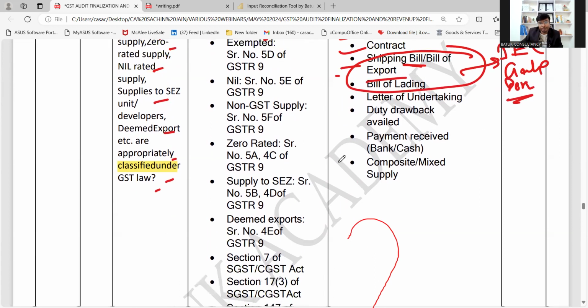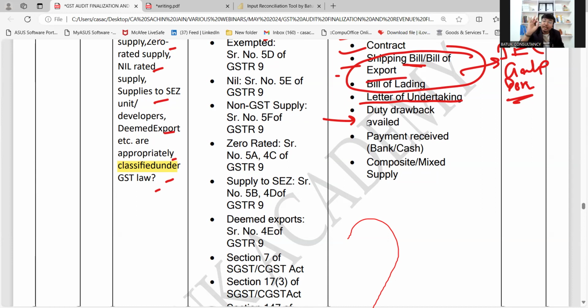In case of export without payment of tax, we have to check the letter of undertaking, that is LUT, and we can verify the same through the GSTN common portal. कहीं ऐसा तो नहीं है बिना LUT के ही वो एक्सपोर्ट किए जा रहा है. So we need to verify the same. Duty drawback availed or not, we can check the same through the books of accounts. When we check the books of accounts, there are specific entries related to duty drawback or not.